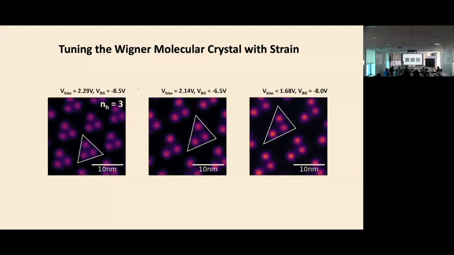Because the intermolecular interaction should still be pretty strong, right? Yeah, that's right. Indeed, yes. So this was exactly also my question. As far as I understand, Wigner crystallization is something coming from the long-range Coulomb interaction, right? If I understand your model correctly, you basically trap electrons in deep potentials due to the moiré potential, right?